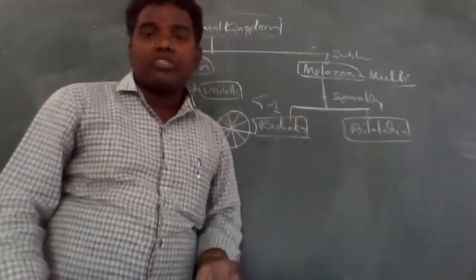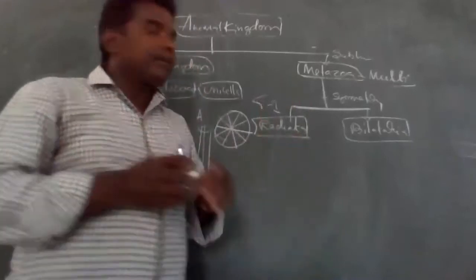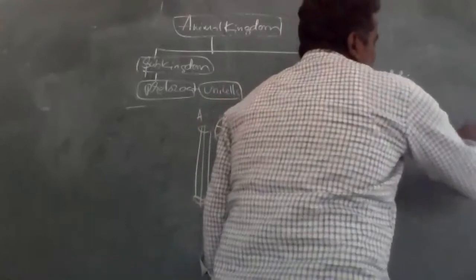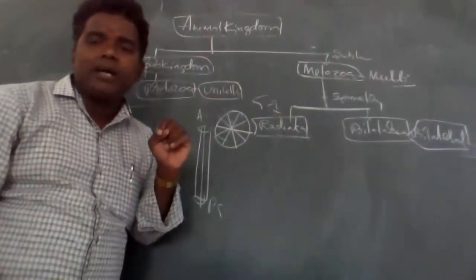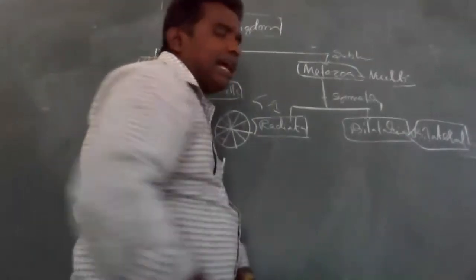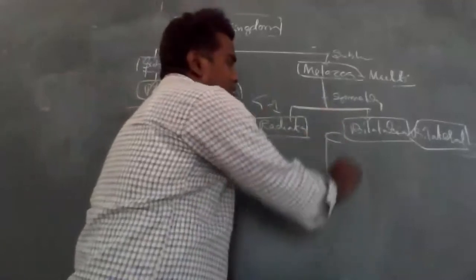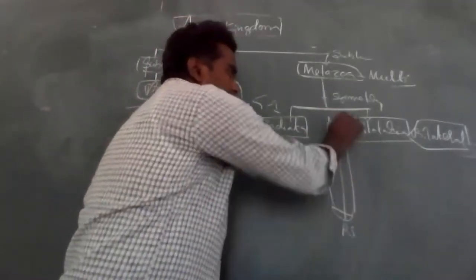Next, Bilateria. Bilateria means animals which are having bilateral symmetry. Bilateral means we cut the animal from the anterior side to the posterior side through the central axis. This is the anterior side, this is the posterior side.